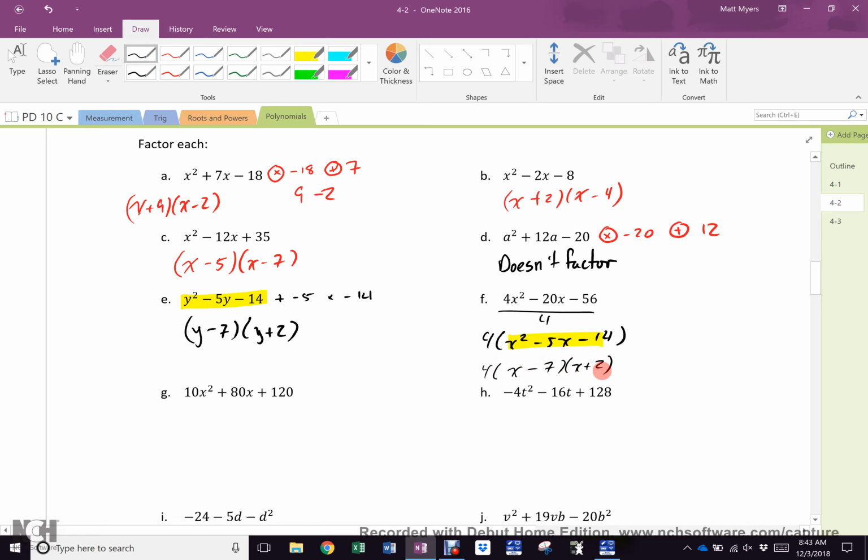Everybody with me? Now let me ask you this. Would this be all right? Is the red one still right? Why? Because that doesn't matter. The brackets keep these together, right?